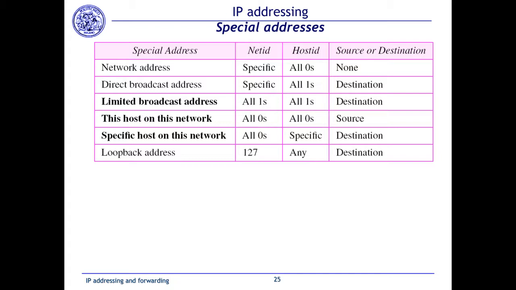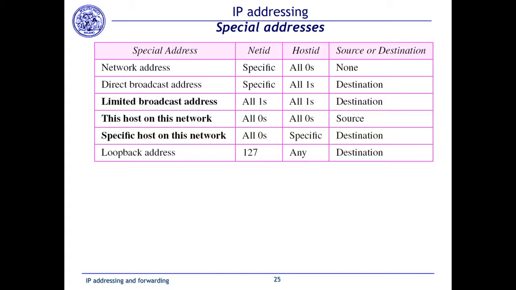Then there is the specific host in this network. This can be used for direct forwarding as destination. When I'm sending a packet to a destination that is on my network, it's useless that I indicate any net ID, because the packet will be forwarded only to another host. So the net ID is all zeros and the host is specific.